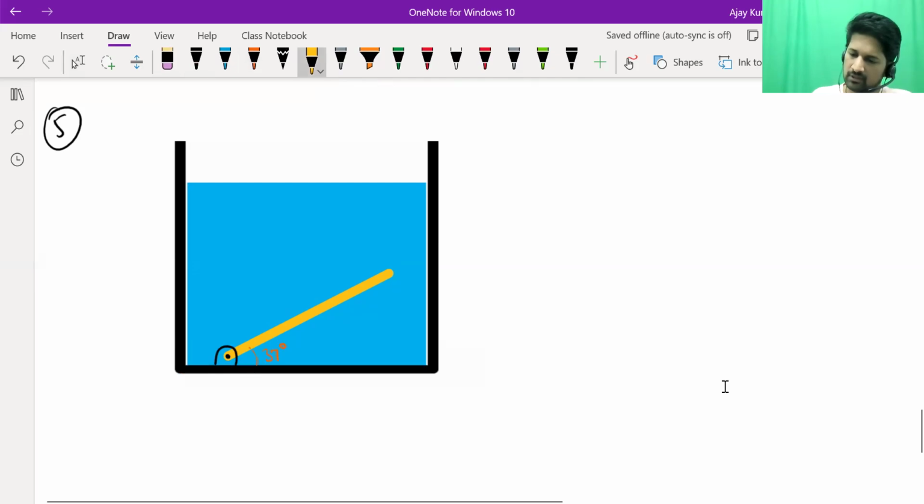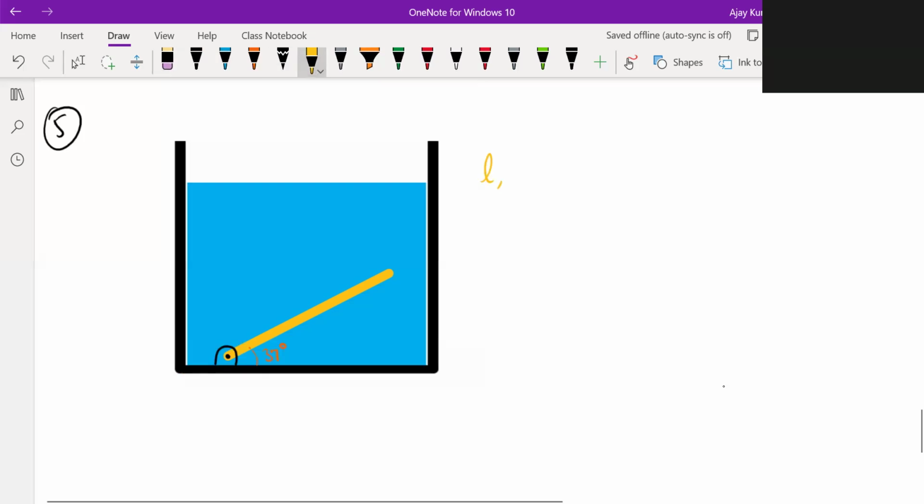You can assume the length of the rod to be L. I don't know if it is necessary or not, but if necessary, assume the length is L. Area of cross section is A. Think of it as a cylindrical rod. Area of cross section is given, length is given, and you can see it is released in this position. Density of the rod is rho, and density of the liquid, take it as 5 rho.